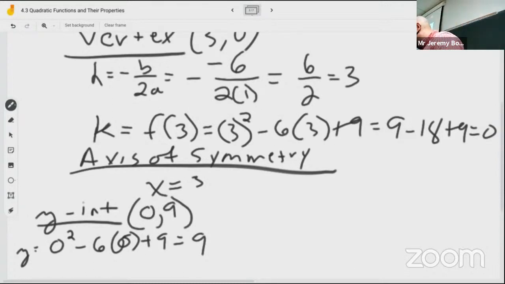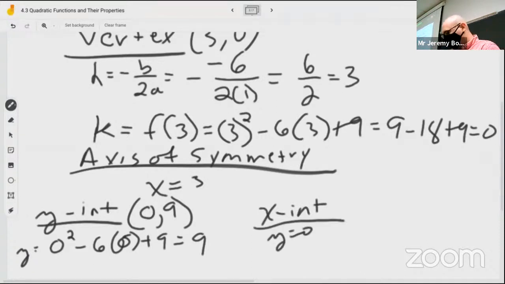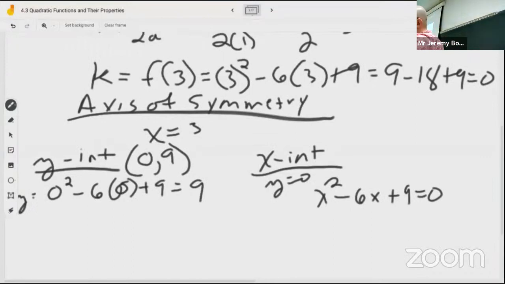The x-intercept, we're gonna make y equal to 0. So we're gonna set our function equal to 0. So we're gonna have x squared minus 6x plus 9 is equal to 0. The first thing you want to try to do is see if you can factor it. Now there's some other stuff, we'll talk about it later. But let's try to factor this.